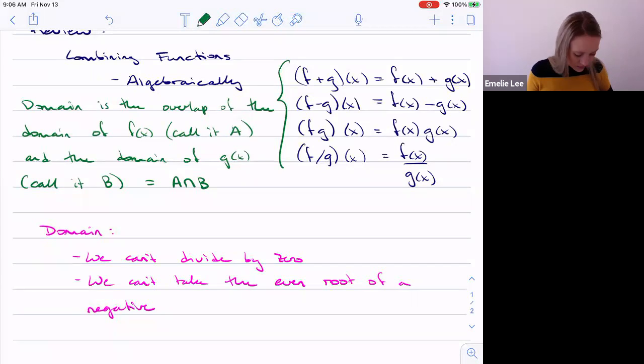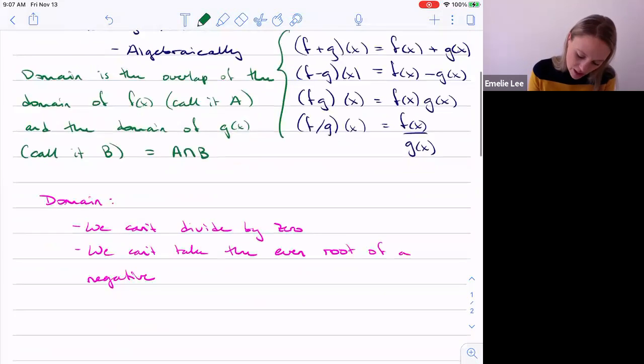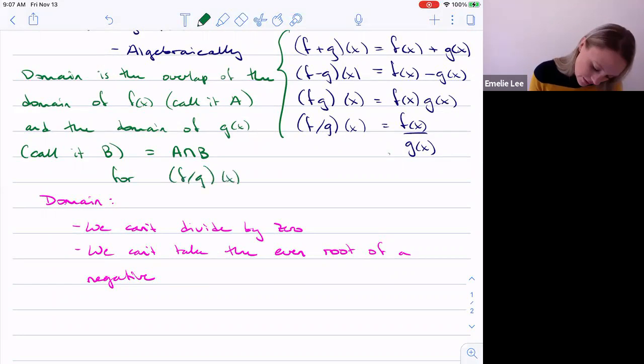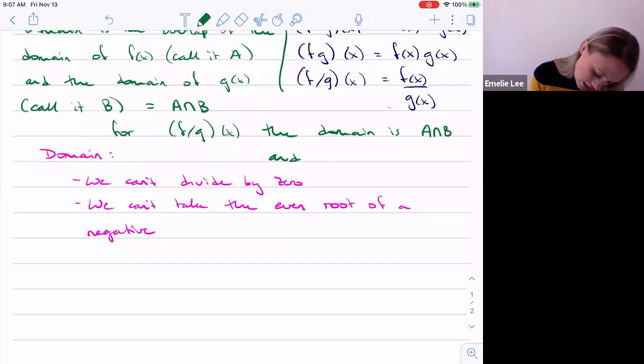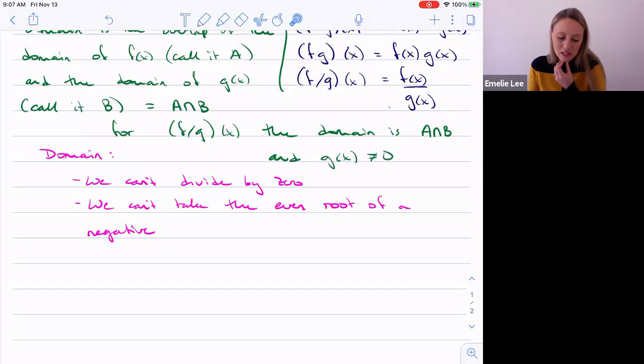With the additional condition here when we're dividing. So here we have A and B, so it's just the overlap of the domains of f and g. And for f divided by g of x, the domain is A and B, and g of x can't be equal to 0, because we're dividing by g of x, so we need to add the condition that we can't divide by 0.